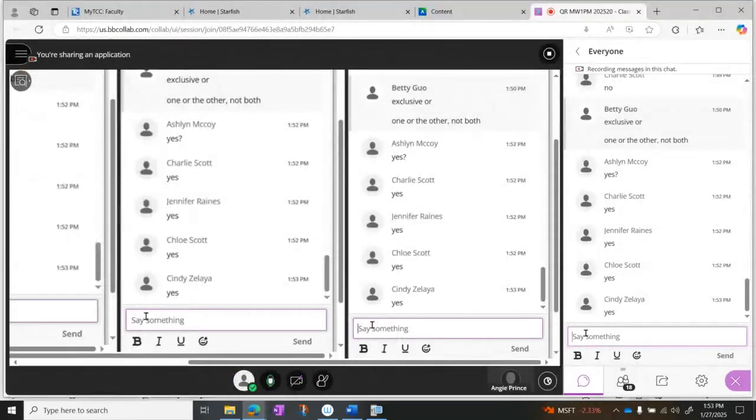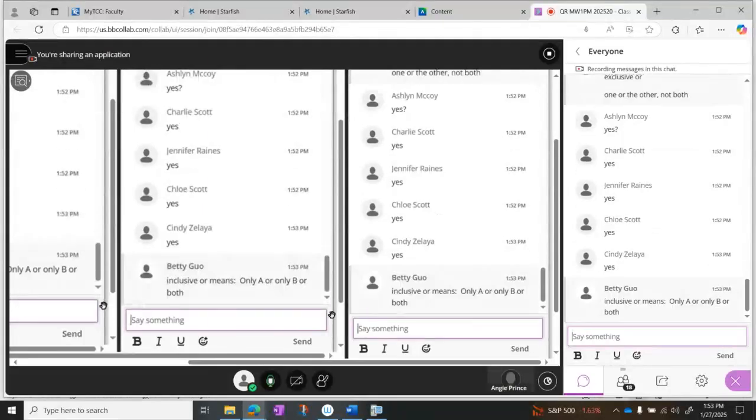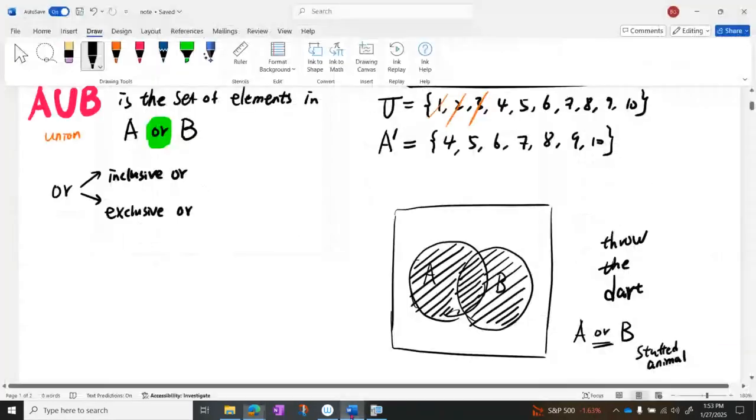Inclusive or means only A or only B or both. Okay, so this is inclusive or. And in our course, this class, quantitative reasoning, all the or are inclusive or. All the or are inclusive or, right?